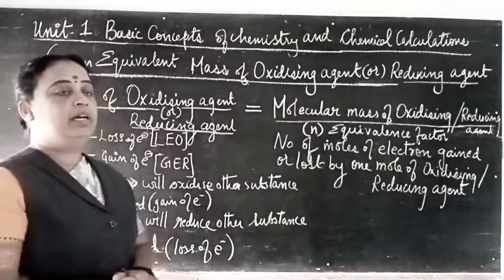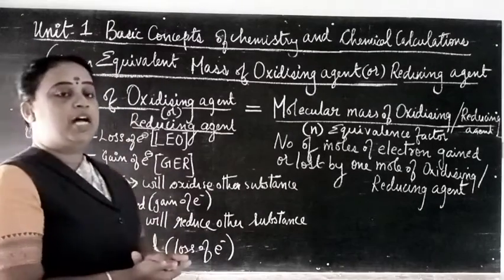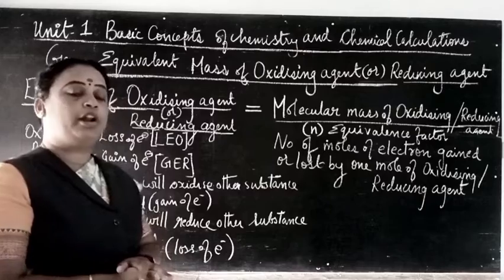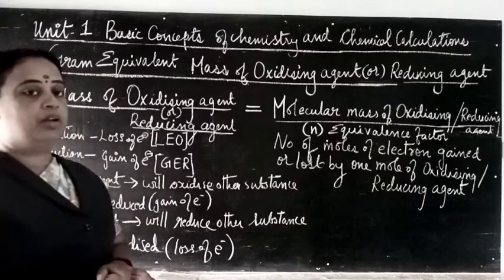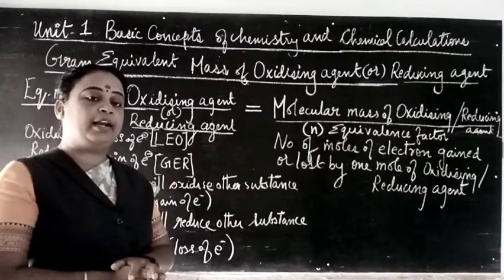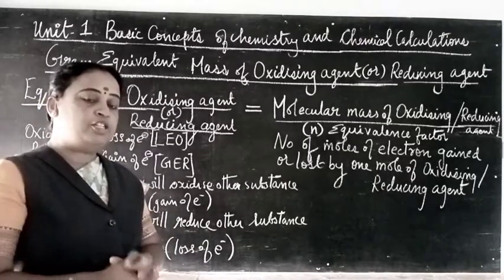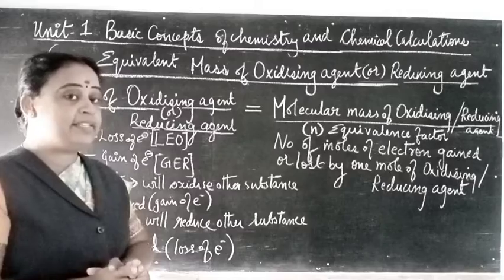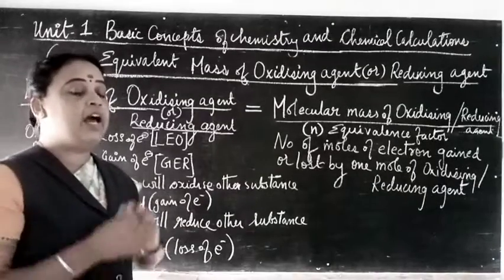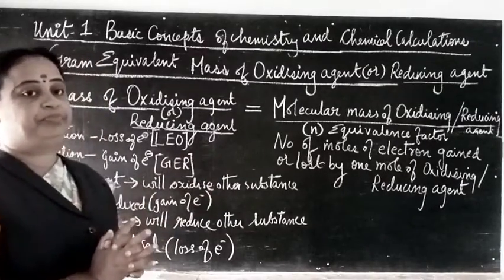Study about the gram equivalent mass of oxidizing agent or reducing agent. There is a particular formula to calculate this equivalent mass of oxidizing agent or reducing agent. Before going to the formula, let us understand what is oxidizing agent and what is reducing agent.